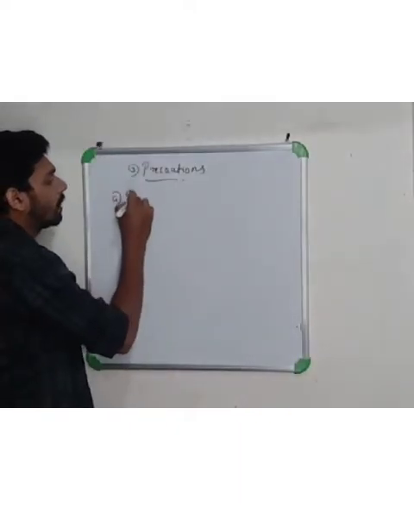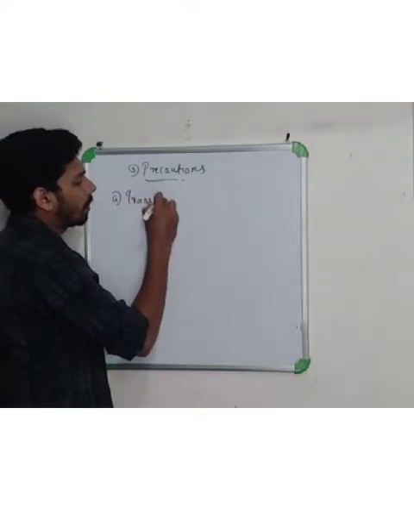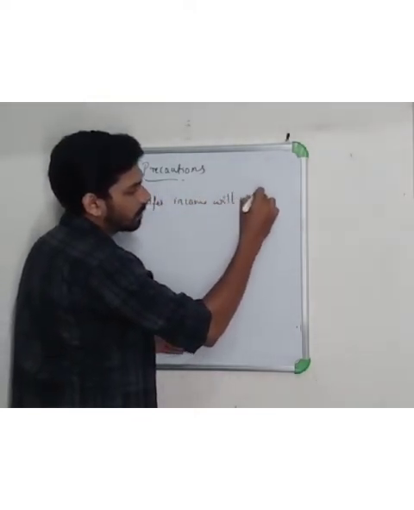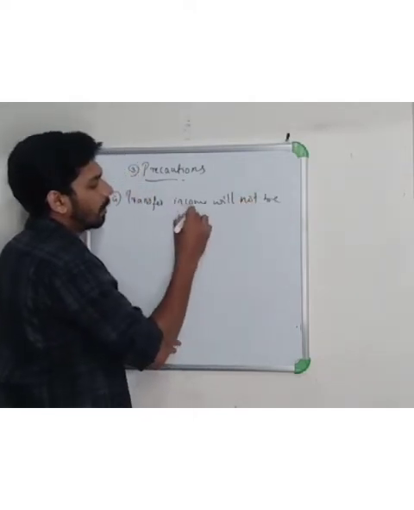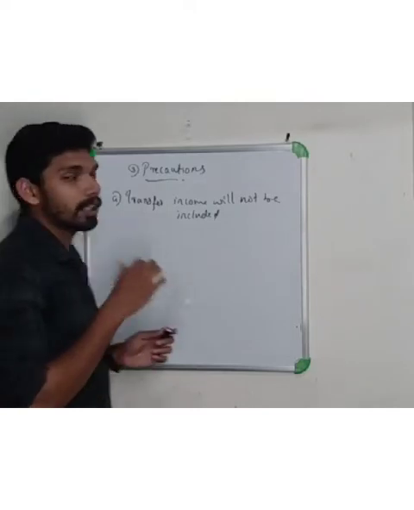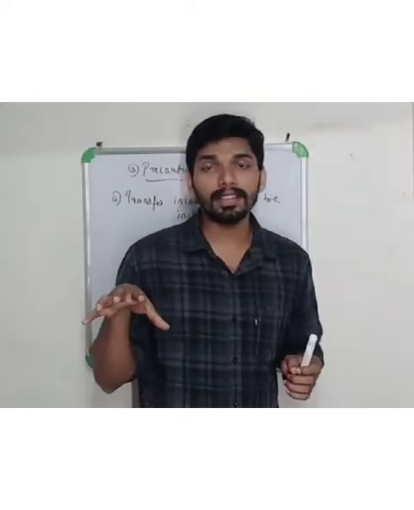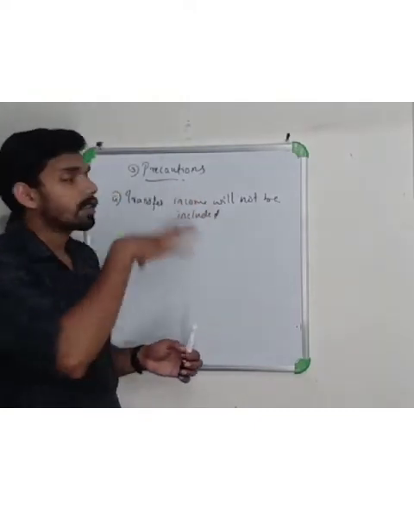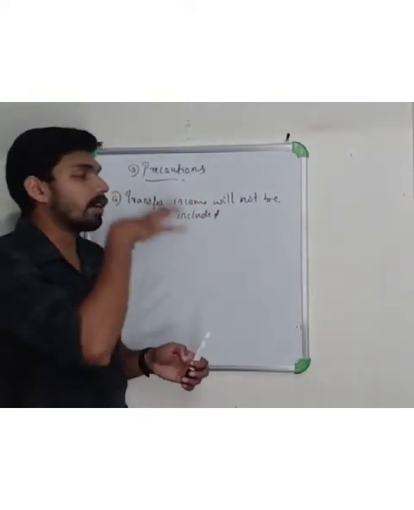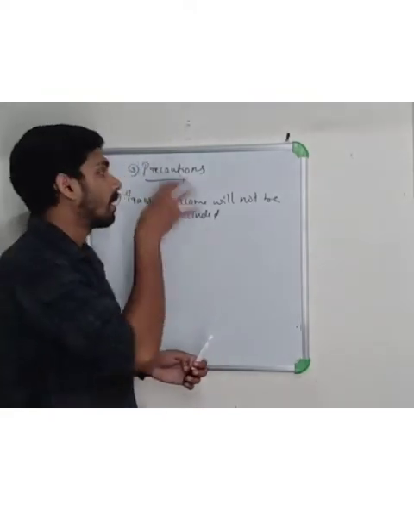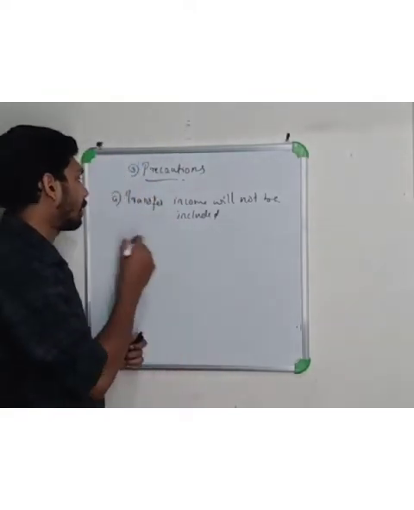The first one is the transfer income. Transfer income will not be included. Here we don't include the transfer income, like unemployment allowances, etc. Transfer income will not be included in the calculation of national income. Now the second one.